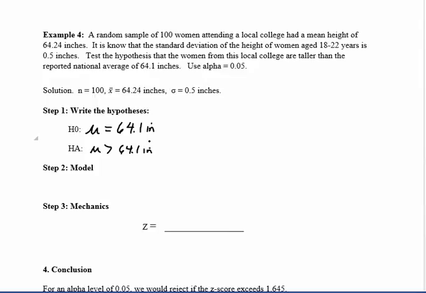The model that we will use is, since we know the population standard deviation, a one-sample z-test. Mechanics. The z statistic will be the sample mean, 64.24, minus the hypothesized mean of 64.1, divided by the population standard deviation divided by the square root of the sample size, which was 100. Simplifying, we get 0.14 over 0.05, which is equal to 2.8.